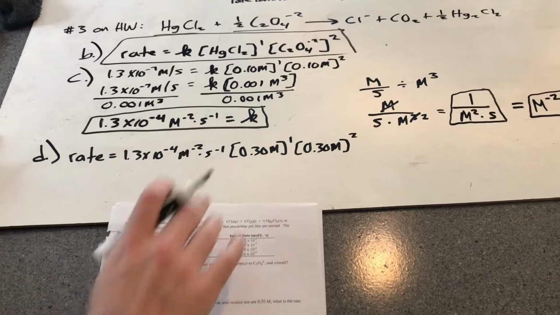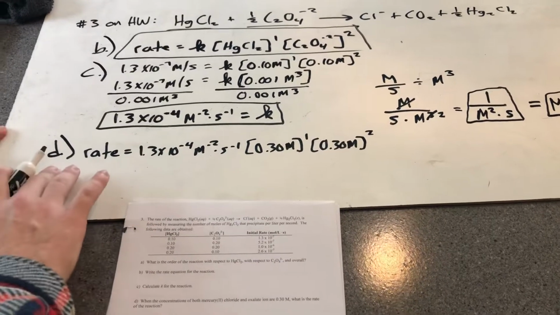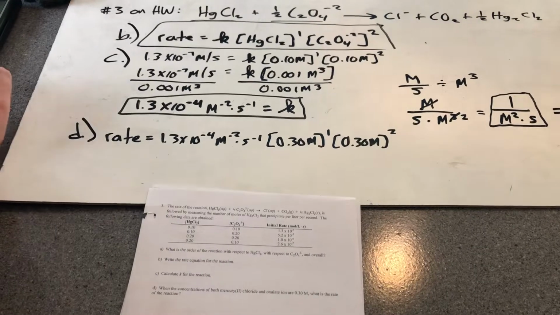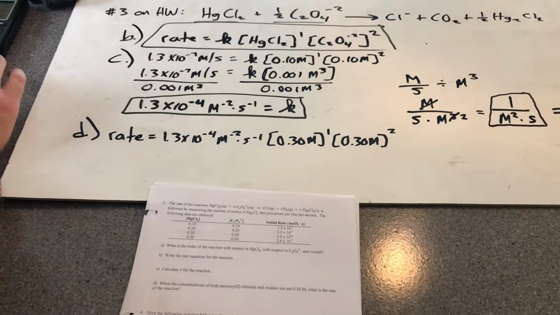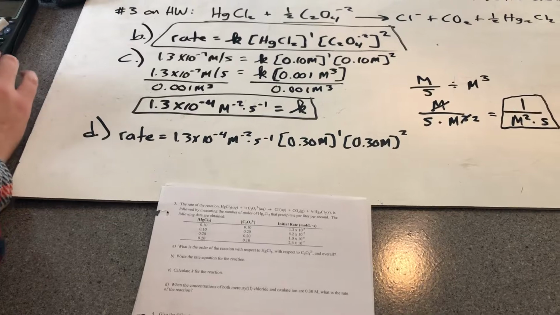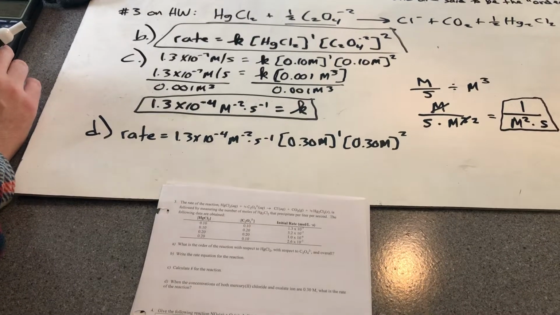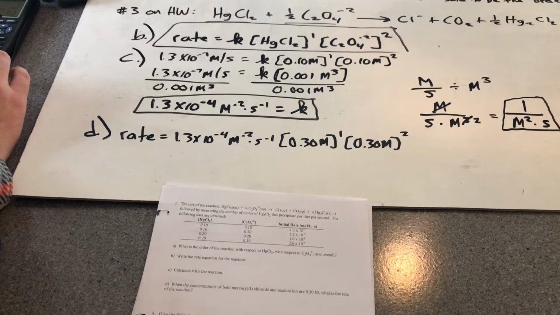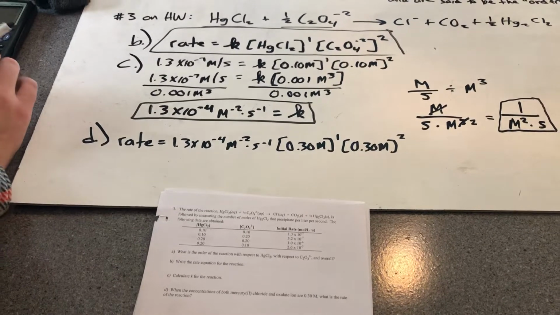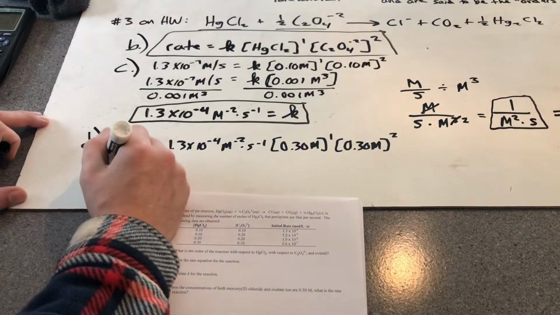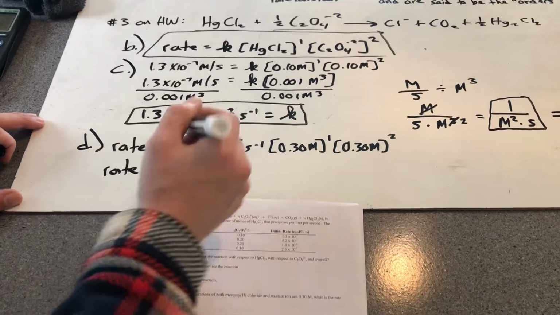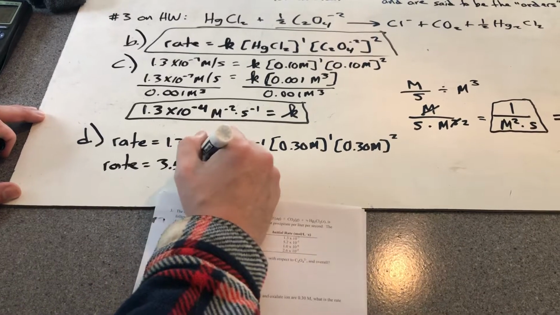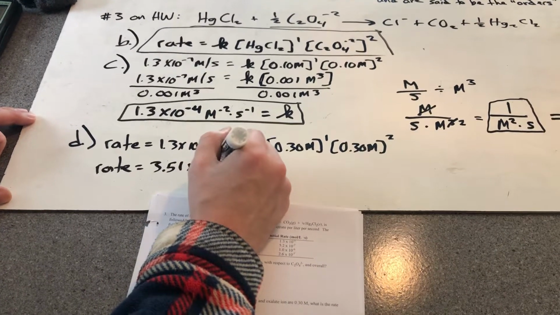So this is usually the easiest type of problem to look at because it's just plug and chug, and we're just solving for the rate here. So that's what we're going to do. 1.3 times 10 to the minus 4 times 0.3 times, and be careful here, remember PEMDAS order of operations is important, so I'm using parentheses in the calculator. We need to multiply by 0.3 squared. The rate is therefore going to come out as 3.51 times 10 to the minus 6.